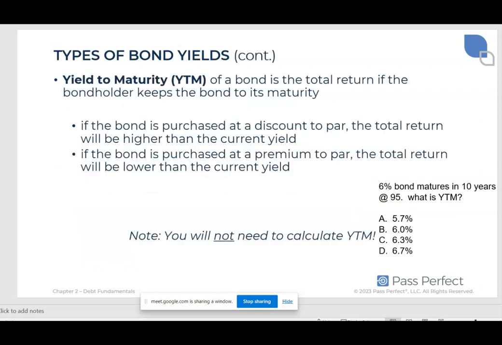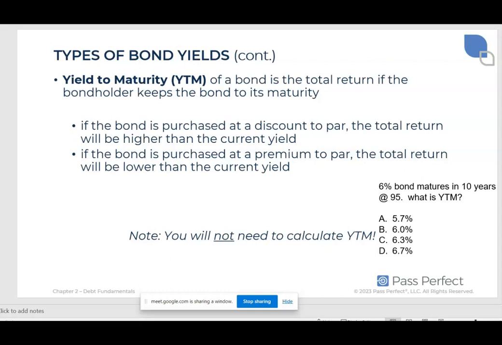Now the yield to maturity, YTM, this is the return on investment, but in this case, it assumes that the bond is held all the way to the maturity date. Also, it works on the assumption that the interest payments that they collect are going to be reinvested at the same rate of return. So there's a certain time value of money in that. So the yield to maturity basically assumes that the bondholder holds it until the bond matures.